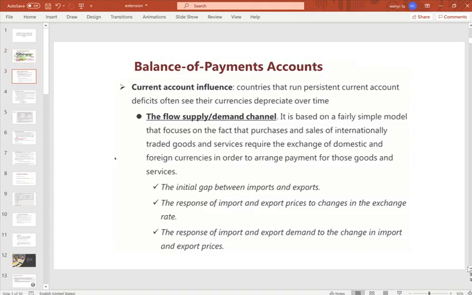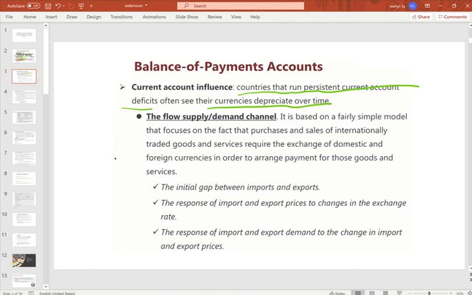Okay, so you can see our current account is not affecting our exchange rate a lot. So how can we use our current account to do some analysis? You can see here, in the long term, if countries run persistent current account deficits, they always see their currency depreciate over time. Why can a deficit cause the currency to depreciate? Let me show the examples.